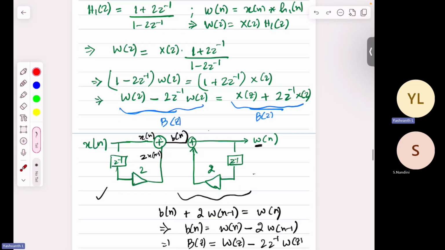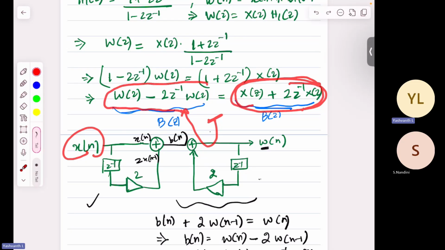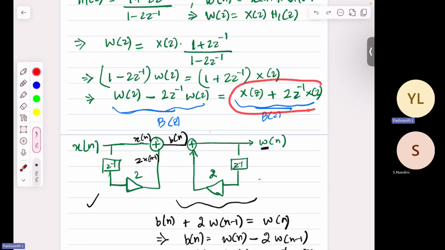What it says is simple. You take the input x[n] and apply the operation X(z) + 2z^-1 X(z). Whatever the resultant signal is, it should equal what you obtain from the operation W(z) - 2z^-1 W(z). I'll implement the right-hand side separately. You take x[n], pass one copy as is in the top branch, delay the second branch by one unit, multiply by 2, and then sum. So the intermediate signal b[n] is x[n] + 2x[n-1].